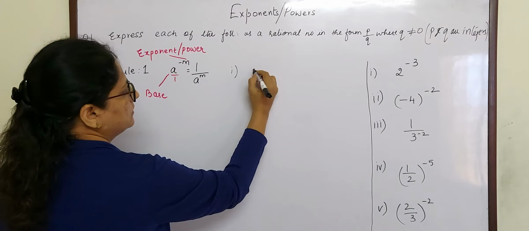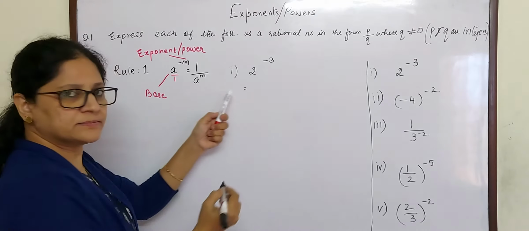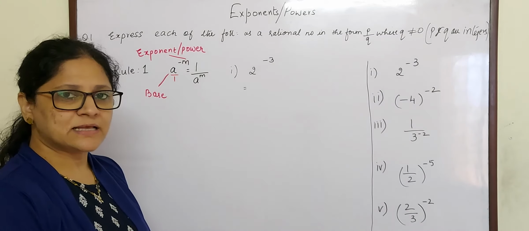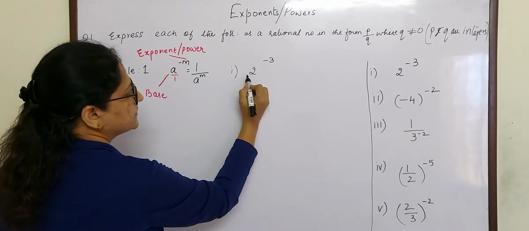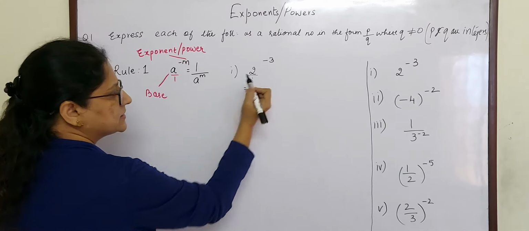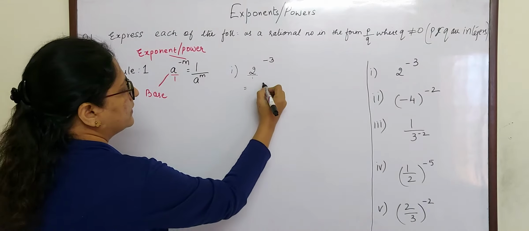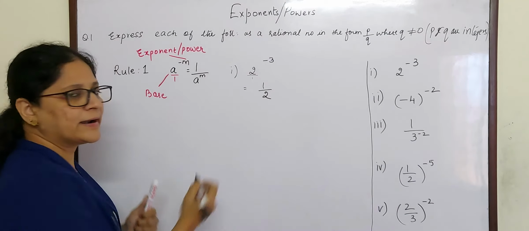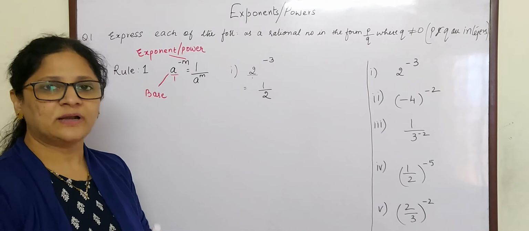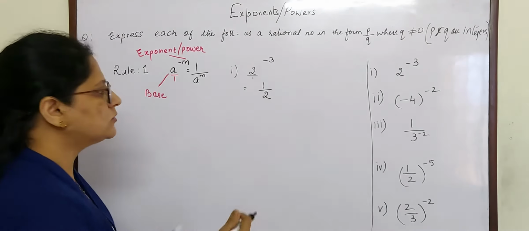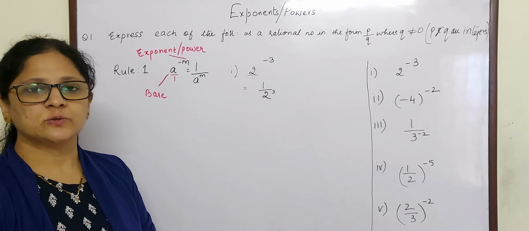2 raised to minus 3. So now here 2 is the base and minus 3 is the power. So what is the reciprocal of the base? Reciprocal of base is, now here in this denominator nothing is there, means it is 1. So 2 by 1, the reciprocal is 1 by 2. And what happens to the exponent? The exponent, which is negative, turns to positive. So it is 1 by 2 raised to 3.